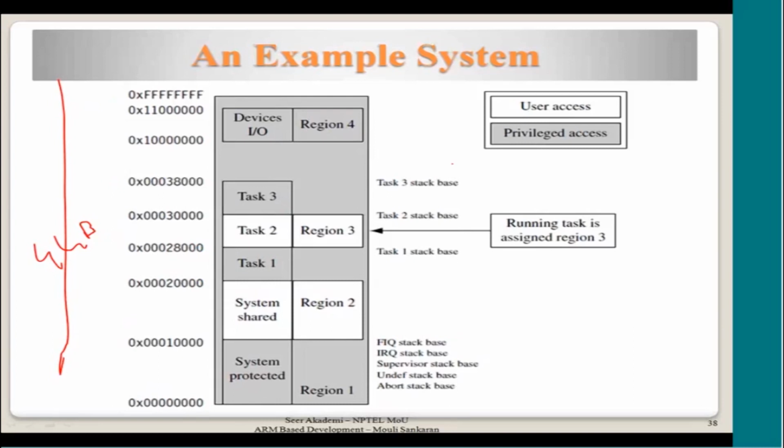I would like you to go through the book to see how this is all done, so that you have a better understanding of this MPU. Further, seeing another example will make your understanding much clearer.